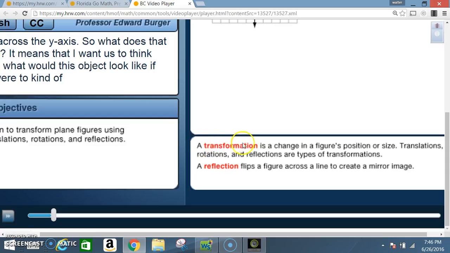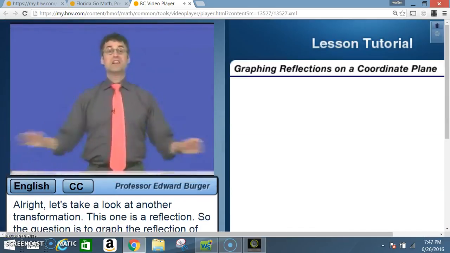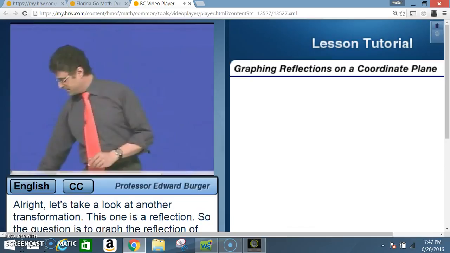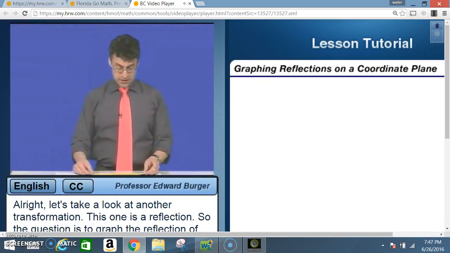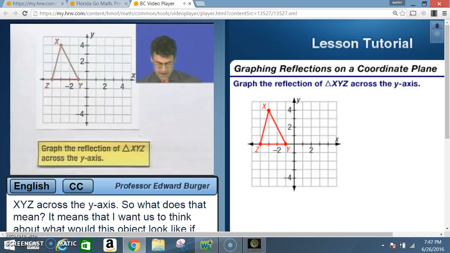Now, remember, a transformation is a change in the figure's position or size. Translations, rotations, and reflections are types of transformation. A reflection flips a figure across a line to create a mirror image. All right, let's take a look at another transformation. This one is a reflection. The question is to graph the reflection of the triangle XYZ across the y-axis.